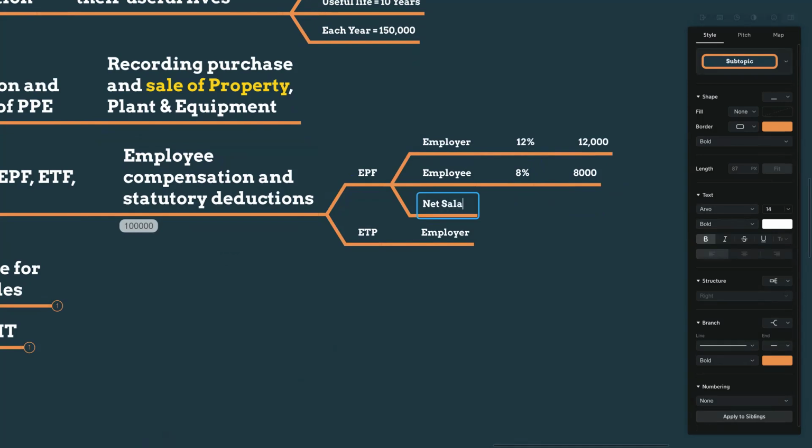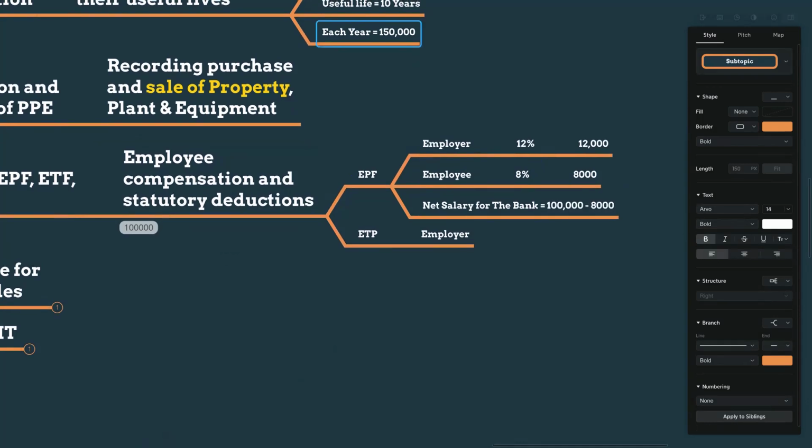So the net salary for the employee is 100,000 take away 8,000 only, not 12,000. 12,000 is just calculated based on the salary, but they're not going to deduct it from 100,000 because it's an employer contribution. It's an expense for the employer. But the employee contribution of 8 percentage, the employer has to deduct from the salary and send to the Central Bank. So 100,000 take away 8,000, you will receive how much? 92,000, right?